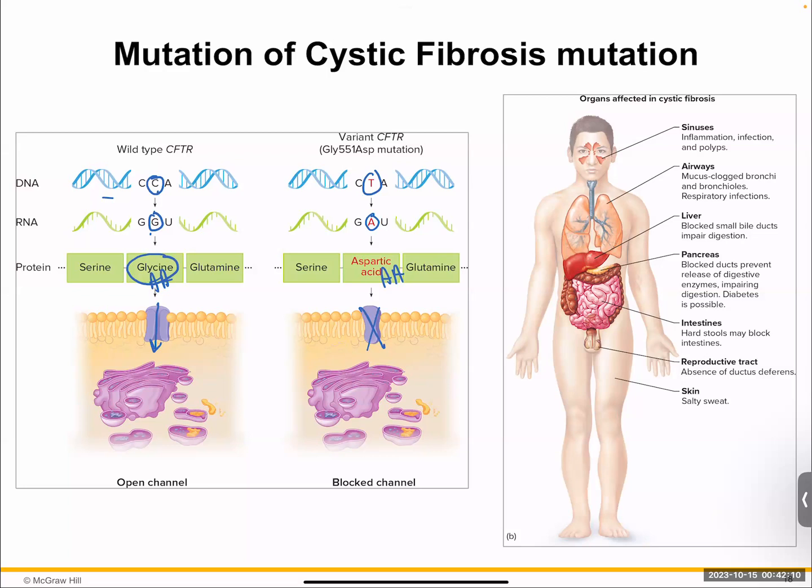Here again are some of the main parts of the body that get affected. Sinuses and airway are part of your respiratory system. You have an effect on the liver, pancreas, and intestines, which are part of your digestive system. The reproductive tract is affected, and then the skin is also affected by producing what we call salty sweat.